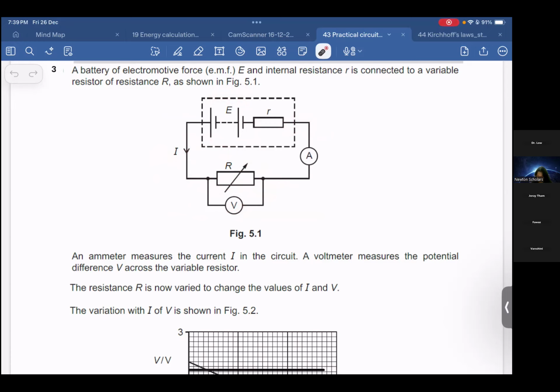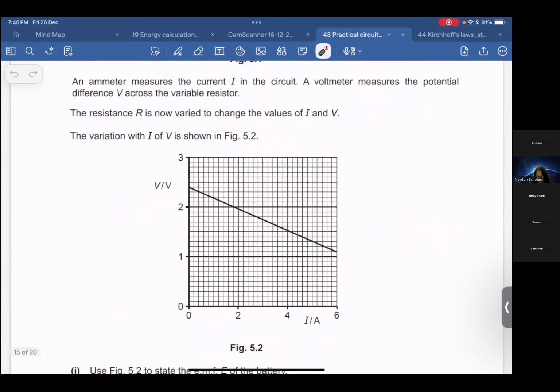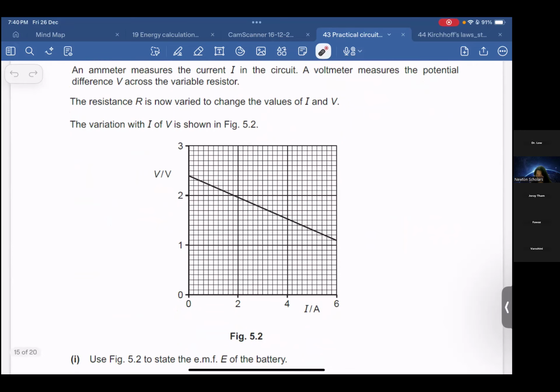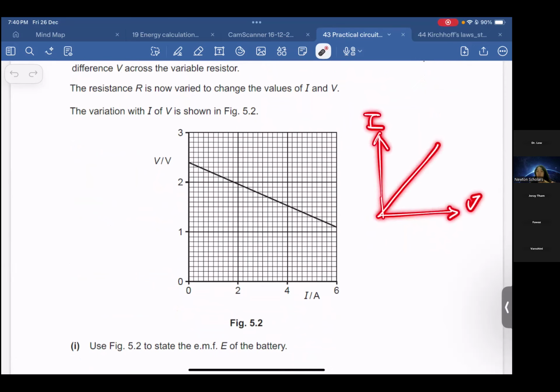Next, the resistance R is now varied to change the value of I and V. So this is a variable resistor, and its resistance value can be changed manually. The variation of I with V is shown in the diagram. Most of the time, when we say an I-V graph, we get a straight line because it follows Ohm's law. That is the perfect case where we don't assume internal resistance.